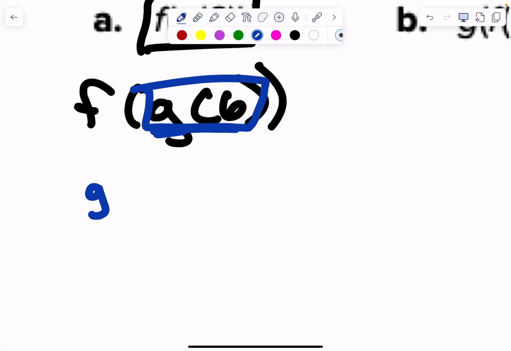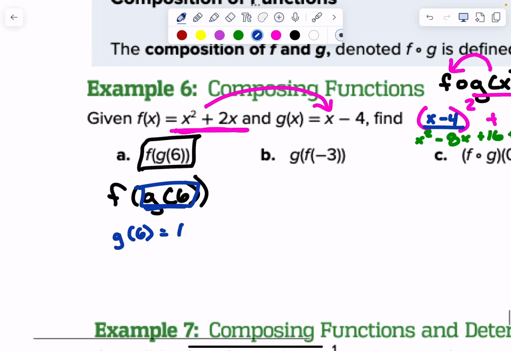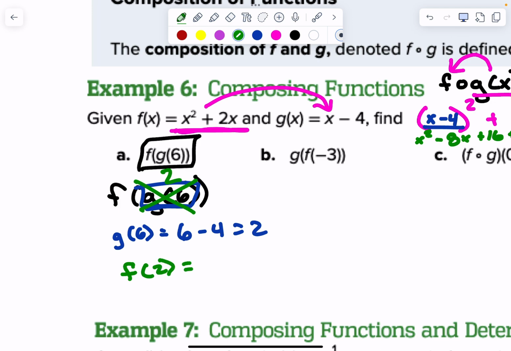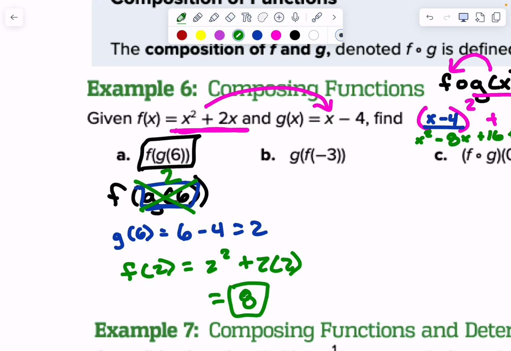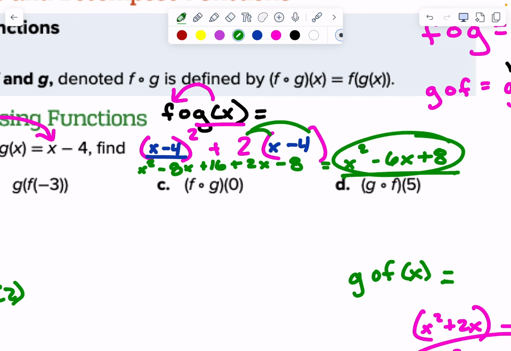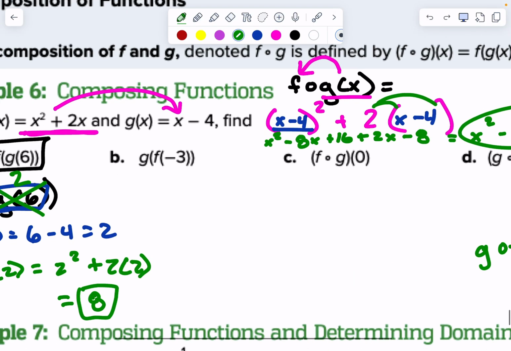Here's an easier way of doing this. g of 6 means I plug 6 in for g. If I plug 6 in, this is 6 minus 4, which is 2. So g of 6 is actually 2. Now I want to plug that 2 into f. I'm going to plug 2 in for f, and that is 2 squared plus 2 times 2, which is 8. Final answer is 8. So when you have numbers, you can plug it into the inside, then plug it into the outside. It would be the same as plugging it into here, but it's a little bit faster.